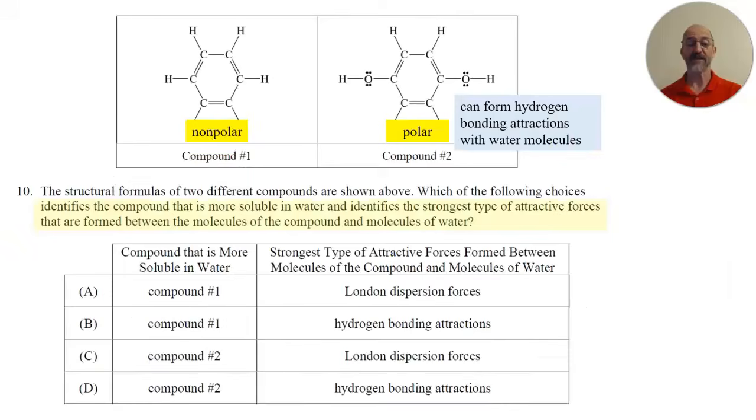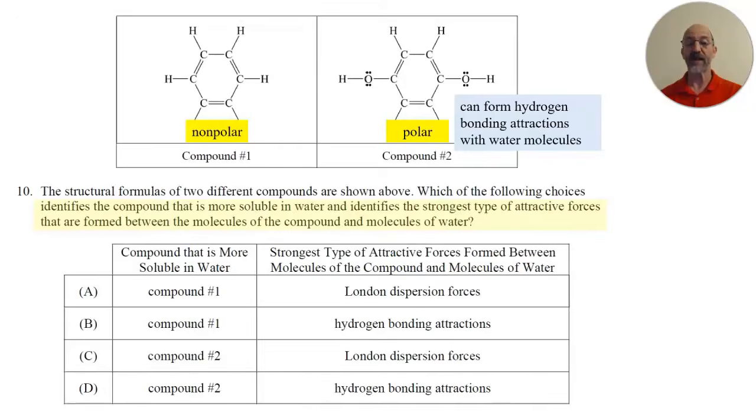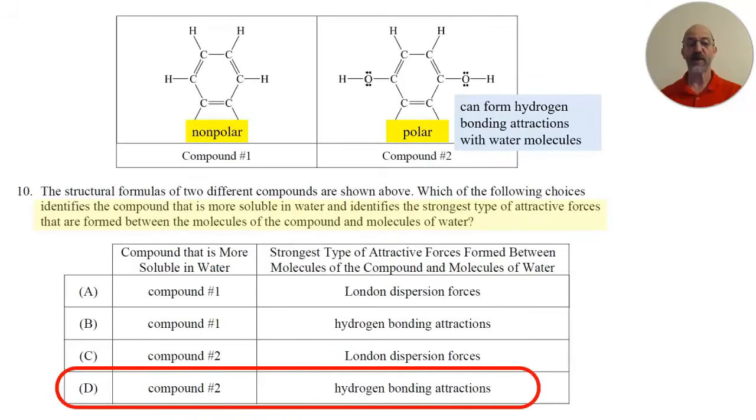So the correct answer to question 10 is going to be compound 2, and we're going to focus on hydrogen bonding attractions. So again, which of the following choices identifies the compound that is more soluble in water? So compound 2, and then what's the strongest type of attractive forces that are formed between molecules of the compound and molecules of water? Again, that hydrogen bonding interaction. So it's going to be choice D, compound 2, and hydrogen bonding attractions between molecules of compound 2 and molecules of water.